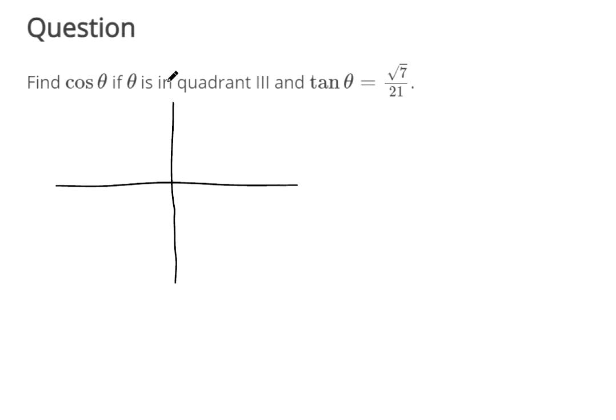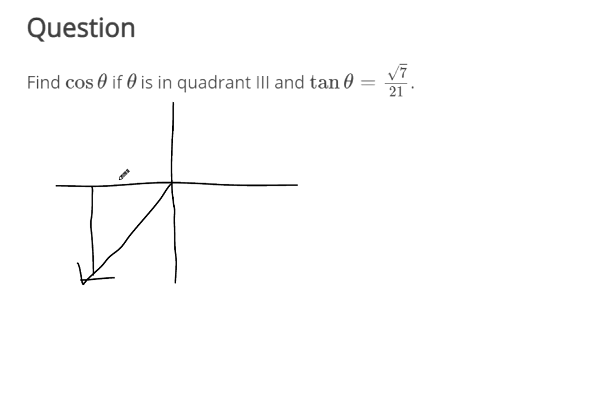So let's find cosine theta. Theta is in quadrant 3. Right, it goes 1st, 2nd, 3rd quadrant. That's a 3, not a V, sorry. So we know our angle is somewhere over here. And we know it has a reference angle. Sorry, well actually theta goes all the way around. So I should be more clear about that. Theta goes all the way around.